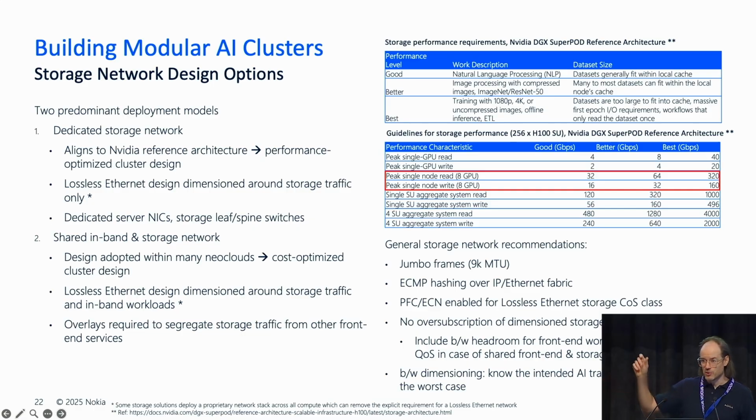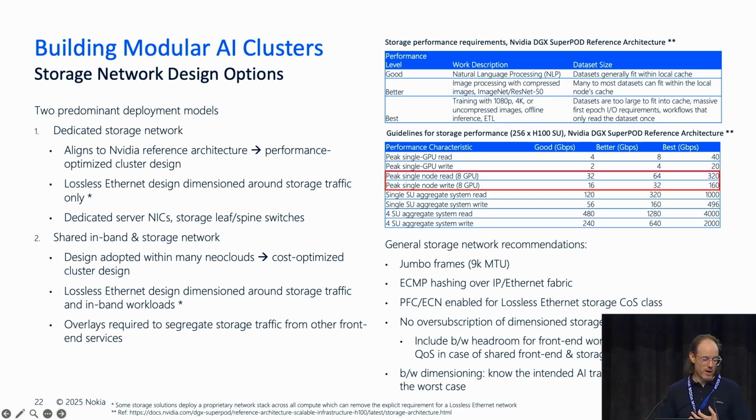On the right-hand side, you get a view on how you dimension the storage network. Typically, NVIDIA has a good way to view this. They talk about your requirements in terms of good, better, and best. Good is for natural language processing, so this could be text data that you're pulling into the cluster. Better is image processing with compressed images, and best is if you're doing training based upon 1080p or 4K or uncompressed images. This maps into a sustained read and write data rate that you need for every given GPU in the cluster.